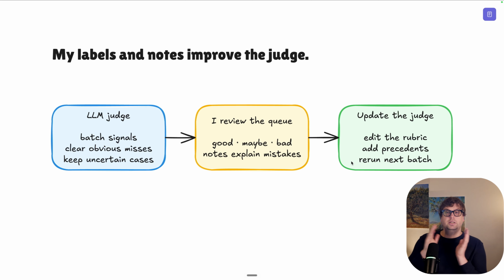Now, I label these as good and bad. There's also a text field where I put in notes, and my labels and notes improve the judge. So I started off by just manually annotating.